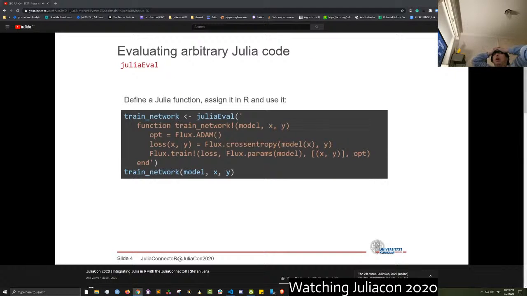It is also possible to couple Julia and R more loosely. The Julia eval function can evaluate arbitrary Julia code that is passed as a string and return the result to R. With this, we can, for example, define a training function for the model by evaluating its definition in Julia. The result of this evaluation is a function that can be assigned and used as an R function.